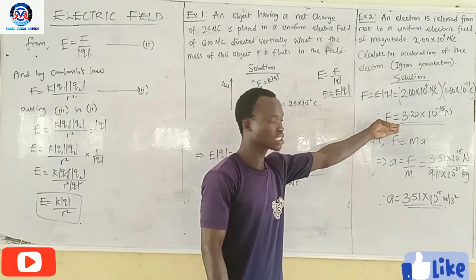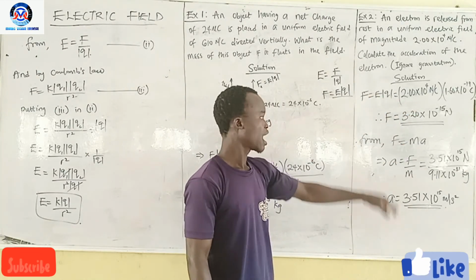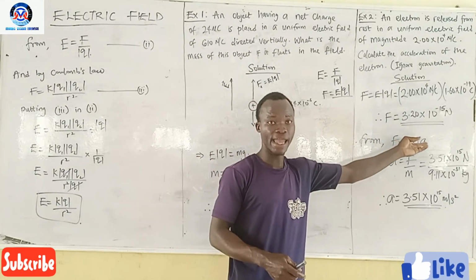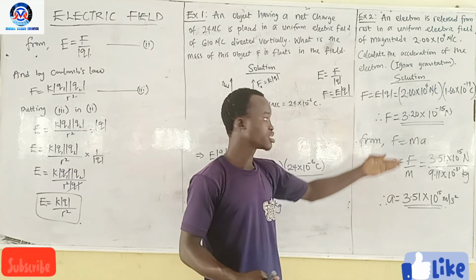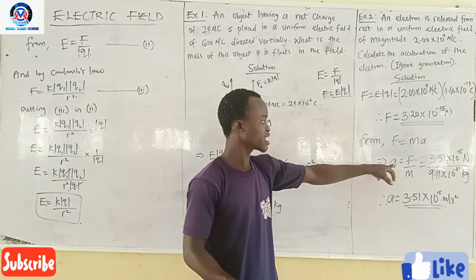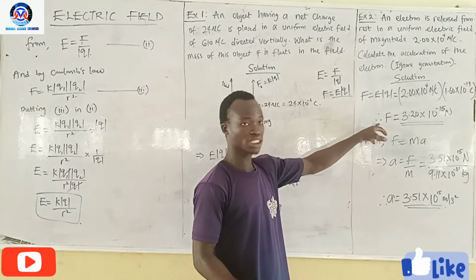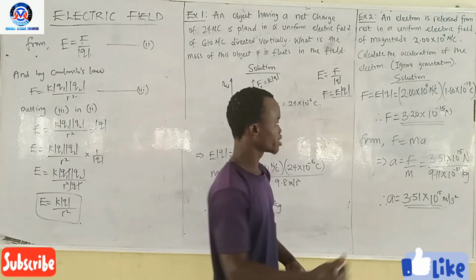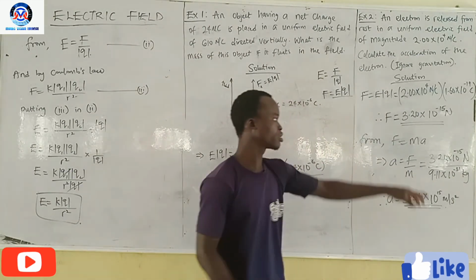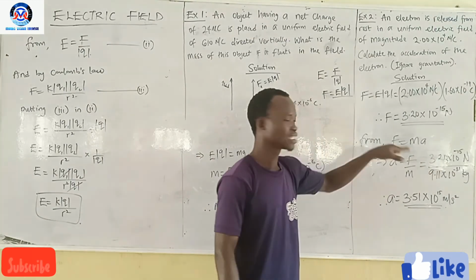And the force is given as 3.20 times 10 to the power minus 15 Newton. By Newton's second law of motion, we have that F is equal to ma. The force on a body is equal to ma. Now, by making a the subject of the formula, we have that a is equal to F over m. And the force acting on the body, as we have calculated, is 3.20 times 10 raised to the power minus 15 Newton, divided by the mass of the electron.